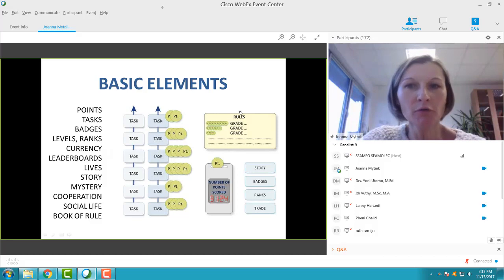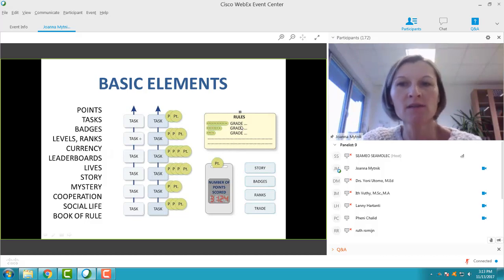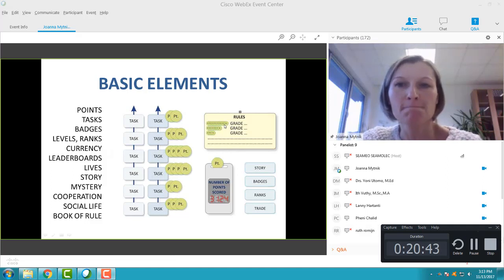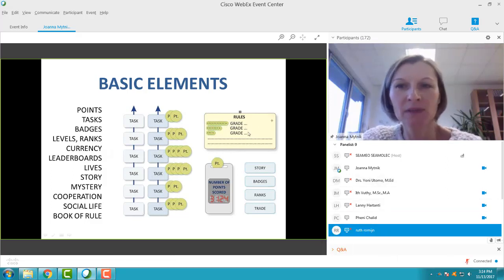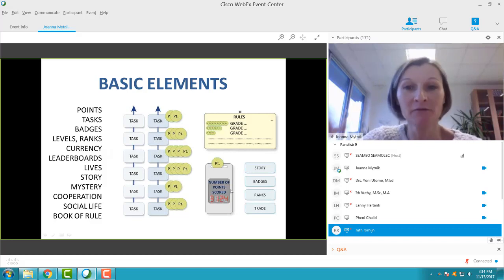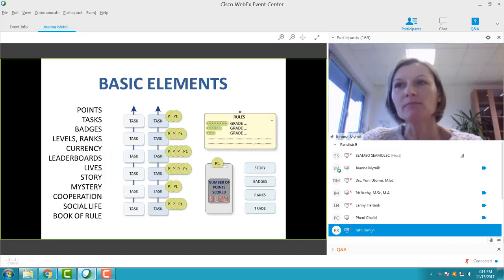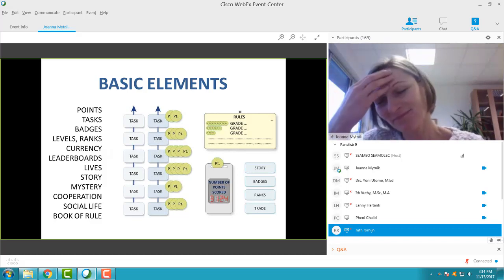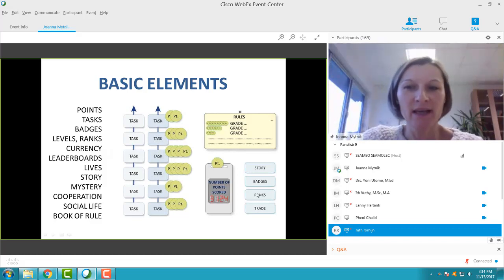We have the book of rules. We need to have the book of rules for our students. They need to know how many points are needed to have the grade A, B, C, and so on. We need to give our students the information about the number of points they have now. We need to have a story. We can add badges in our game to give our students information about their attitude.